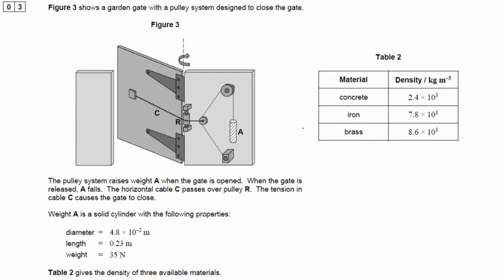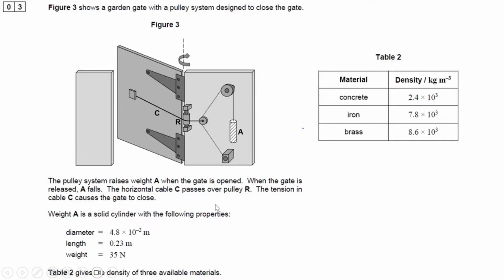This video will go through question 3. So the very first question relates to this diagram of a door and a hinge, and we've been given some data down here of the diameter, length and weight of this cylinder A. We've also been given a table of different densities of materials.